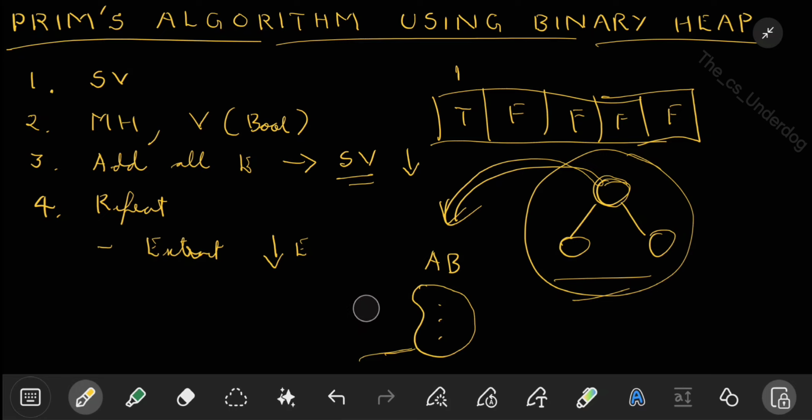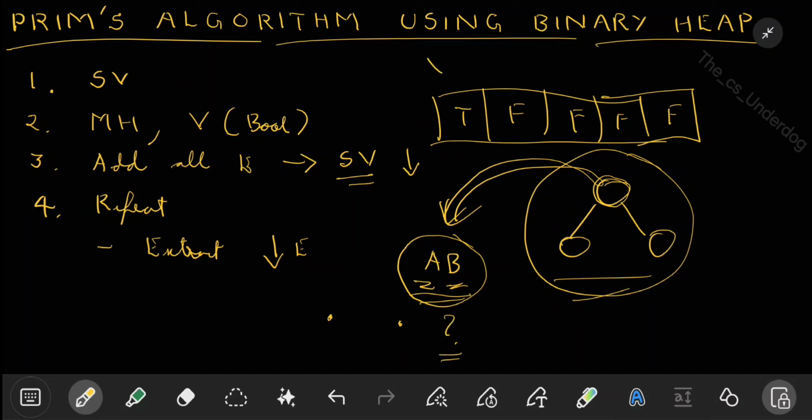This is the logic. So let us say you got edge AB as the smallest weighted edge. What will you do? You have to verify that this edge is such that one vertex is on one side, that is part of the MST, and the other vertex is on the other side, not yet part of the MST. How will you verify this? In order to verify this, you will check the visited array.